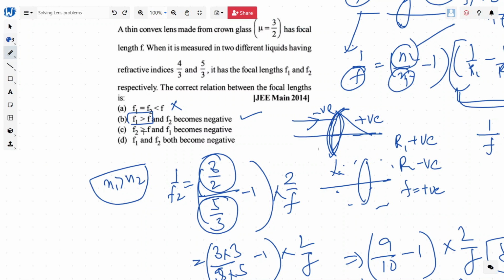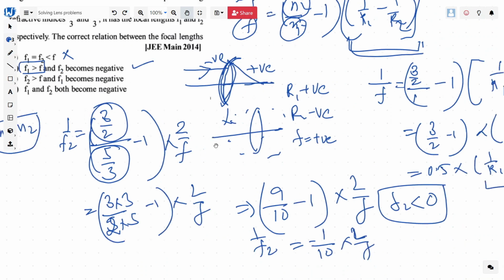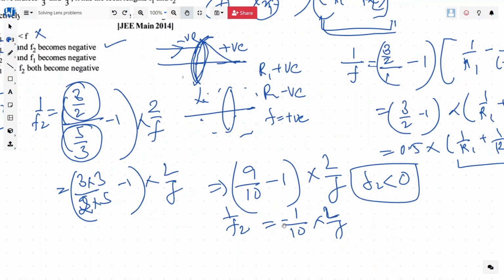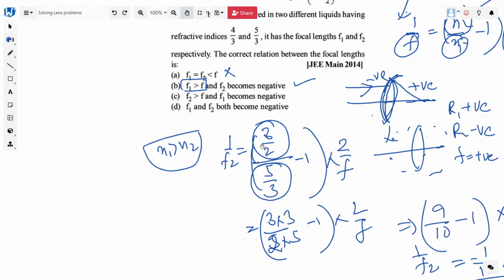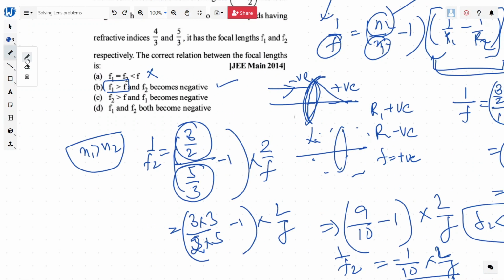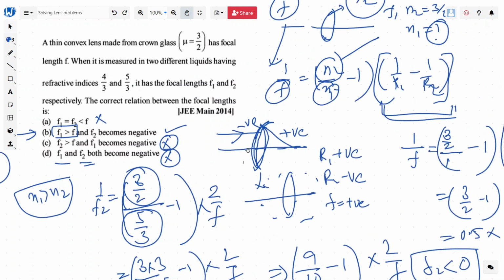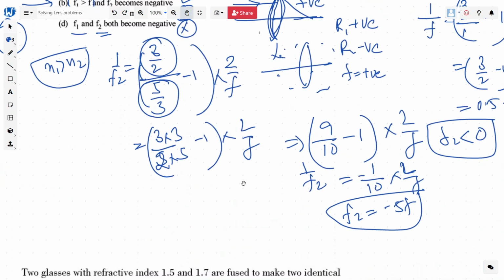And here F2 is greater than F, that we need to figure out if that is also true. Let's find out for the F2. F2 is going to be minus 5F. Okay, so it is negative, it's not going to be greater. Sorry, F1 becomes negative, so that's not true, that's positive. F1 and F2 both become negative, that's also not true. So here is the answer, which is option number B, right? So simply using the lens maker formula, plugging in the right numbers, you can solve problems like that.